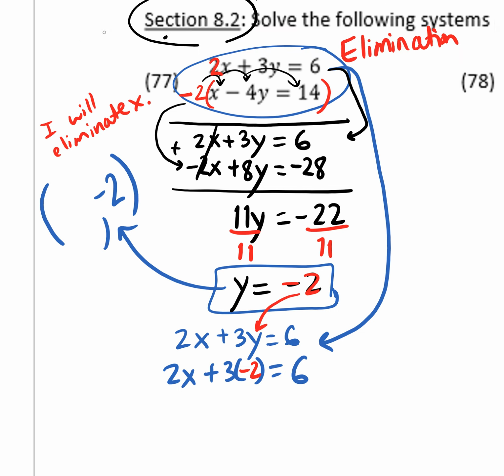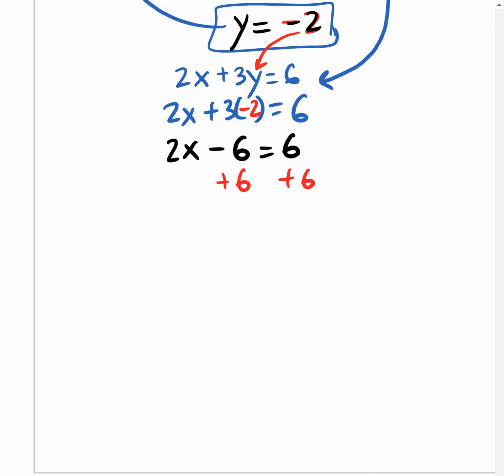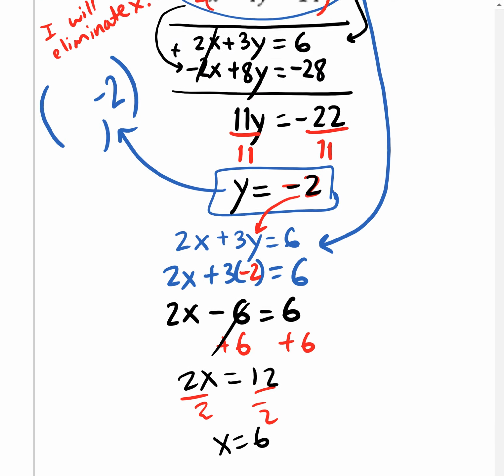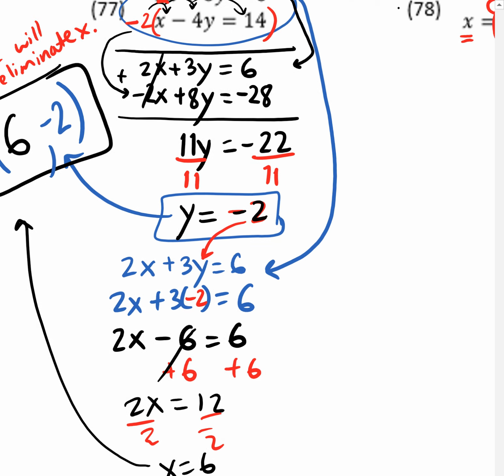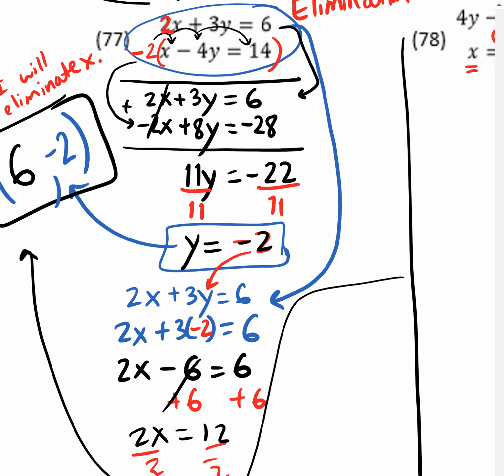Alright, if I simplify, 2x, that'd be -6 equals 6. If I start solving for x, I would add 6 to both sides. And 2x is 12. The last step would be to divide by 2. There we go. So x must be 6. That means the solution is 6, -2. That's the point. Then just to go over it, maybe we can check that answer, because it's probably been a while since we talked about checking that answer.